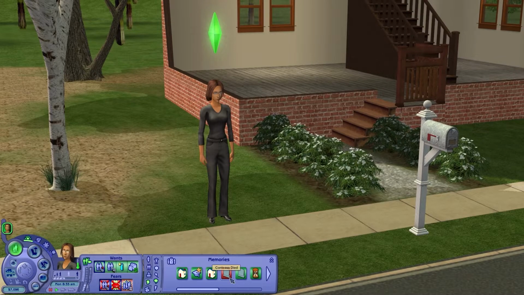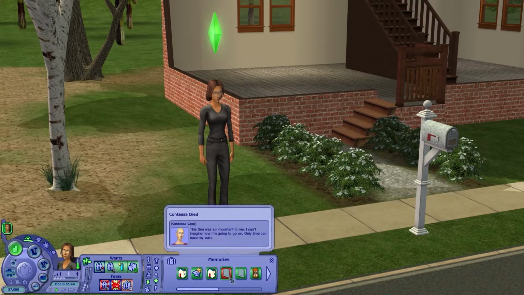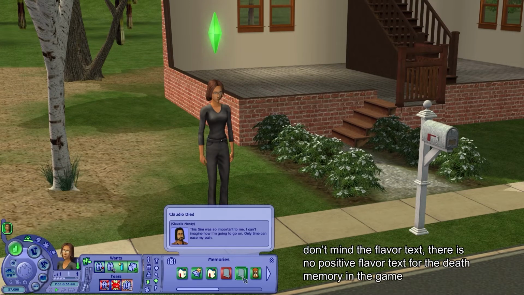Strangely, Bianca Monti has a memory of Contessa's death, which should not be the case since they're not related. What's even weirder with Bianca's memories is that she has a negative memory of Contessa's death and a positive memory of the death of her own brother, Claudio.